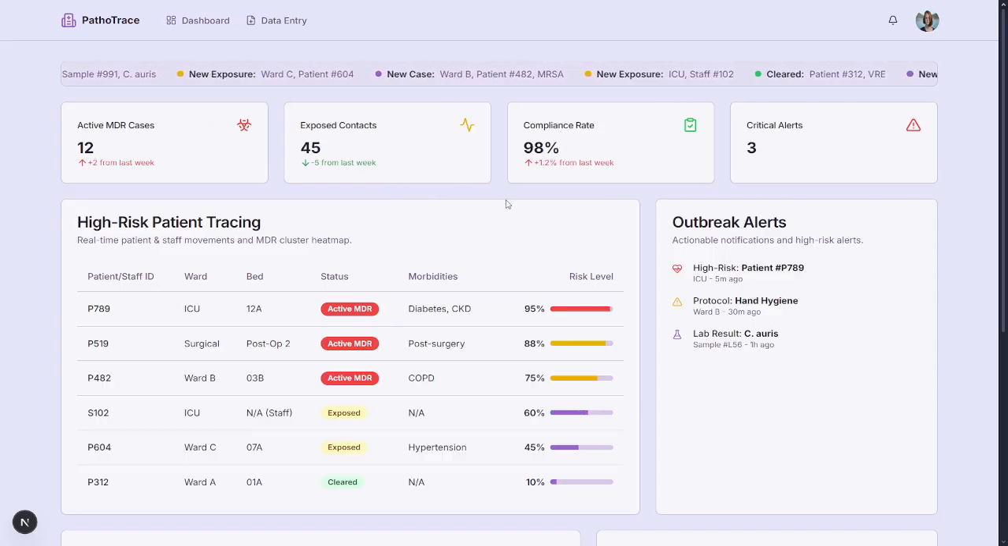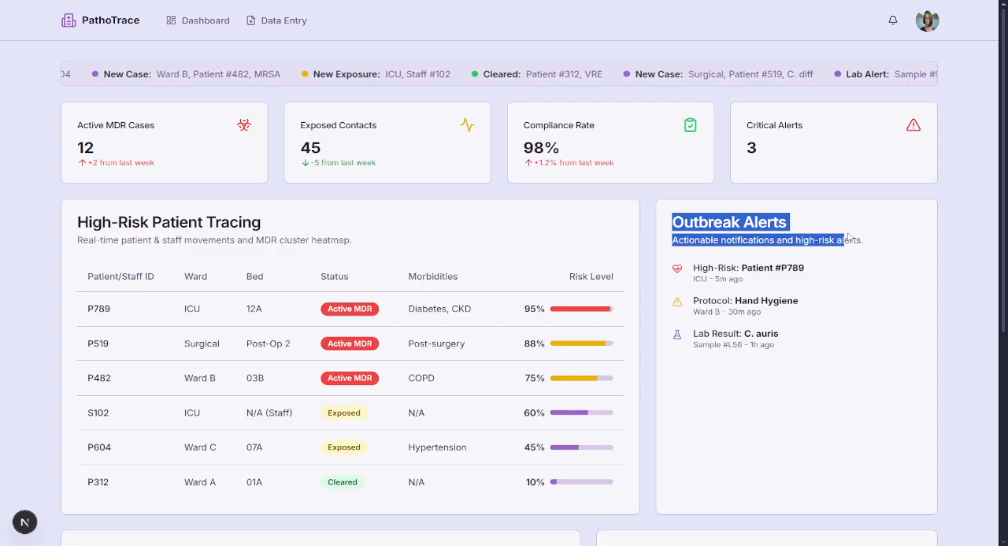Similarly, there's a comparison and result of the compliance rate, and we also know the number of alerts that have been raised in the last 1 week. And the updates are also shown in a running tab on top.